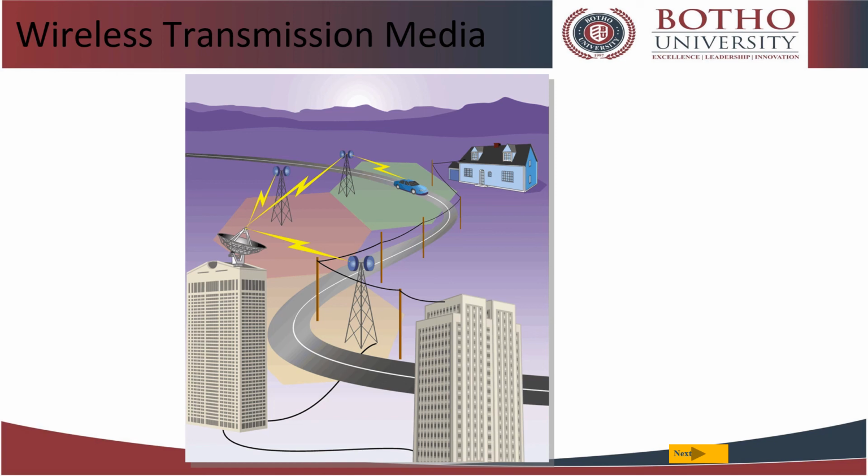The types of wireless transmission media used in communications include infrared, broadcast radio, cellular radio, microwaves, and communication satellites. Broadcast radio distributes radio signals over long and short distances. Cellular radio is a form of broadcast radio used for mobile communications.